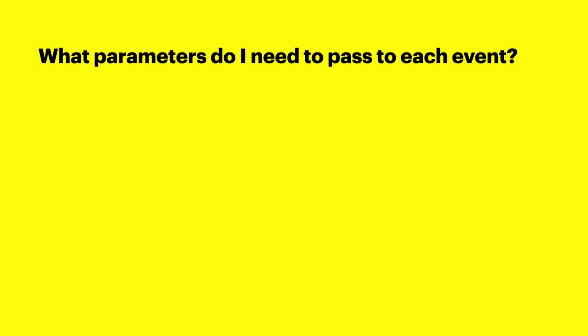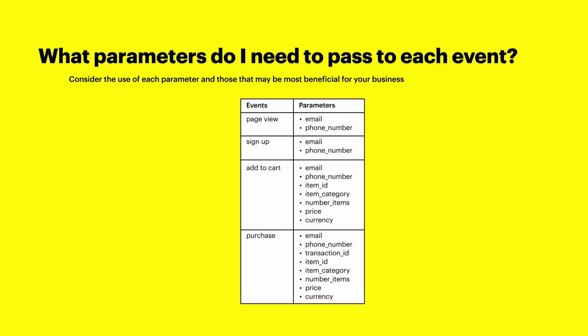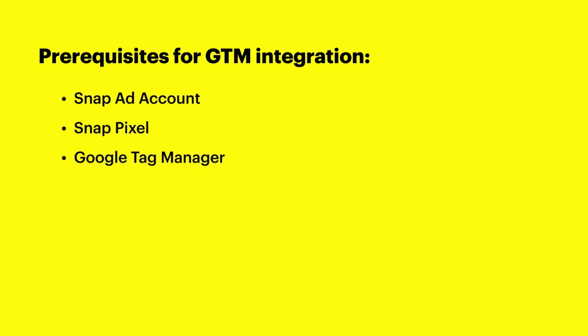What parameters do I need to pass to each event? User parameters are always required, as they are the only way to properly attribute an event. Additional parameters are covered in more detail later in this video, but consider the use of each parameter and pick those that may be most beneficial for your business. This tutorial assumes that you've created a Snapchat ad account, a Snap Pixel, and installed Google Tag Manager on your site.